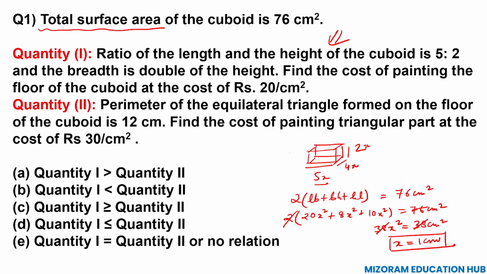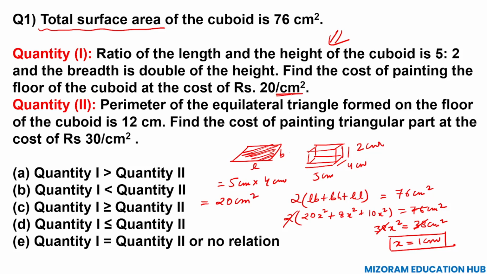So with 1 centimeter in each, this value will be 2 centimeter, this value will be 4 centimeter, and this value will be 5 centimeter. Now we have the length and breadth. Now the floor area: the floor has length and breadth. So length is 5 centimeter and breadth is 4 centimeter. So total area will be 20 centimeter square.